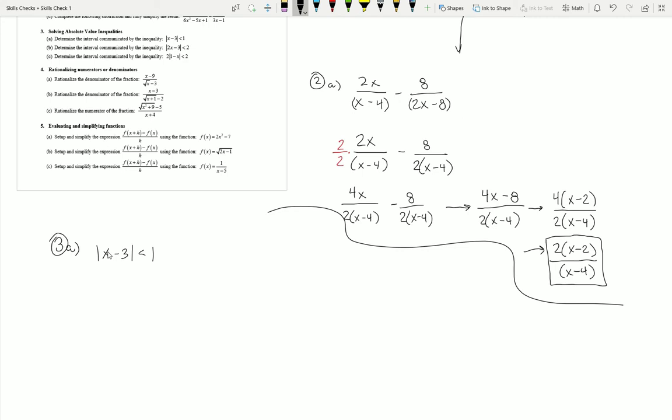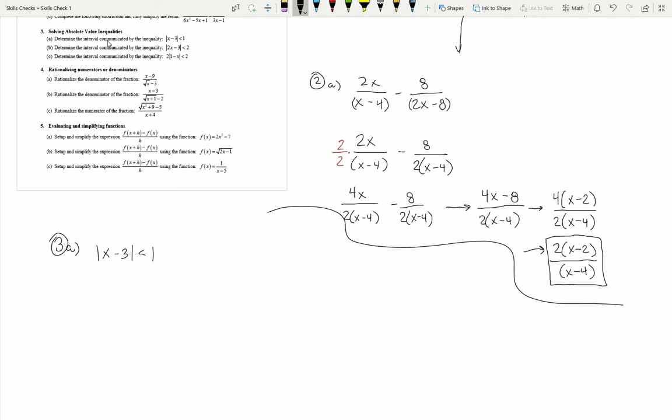However, there are some values of x that would be great. What if I use something like 3.5? If x was the number 3.5, then 3.5 minus 3 is just a half. The absolute value of a half is still a half, and a half is less than 1. So if I use something like 3.5, I get a good value of x. It makes the statement true. But I want to find all the values of x. And very interestingly, those values of x will ultimately determine an interval of x values.